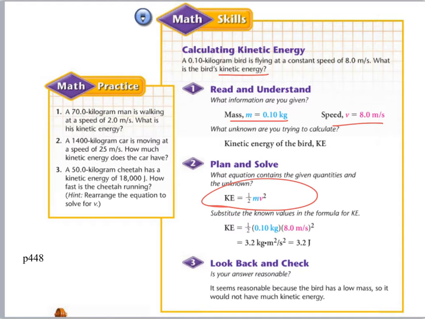Okay, so a lot of times students make a mistake here because they enter this into the calculator wrong, so you have to be really careful. I like to do it this way. So the next step we do is we substitute our variables in there. So it's 1/2 our mass, which is 0.1 kilograms, and our velocity is 8 meters per second.